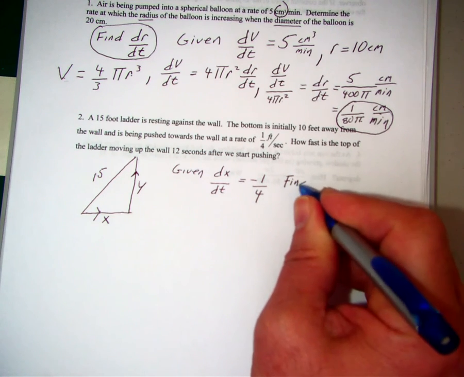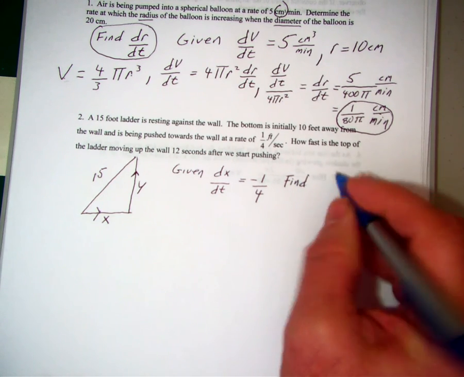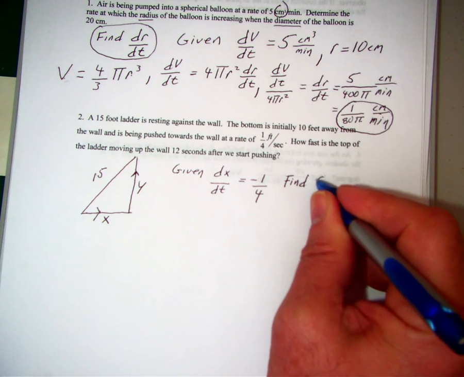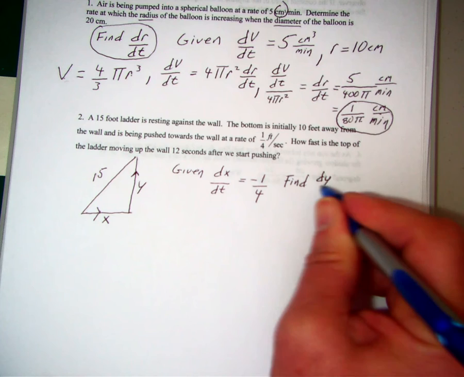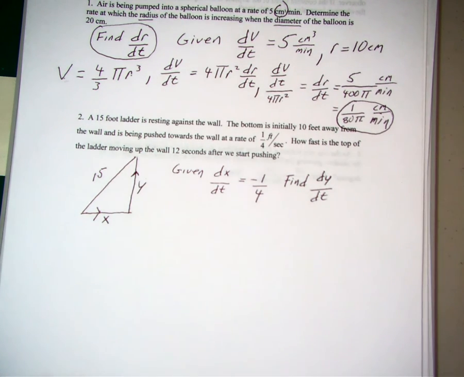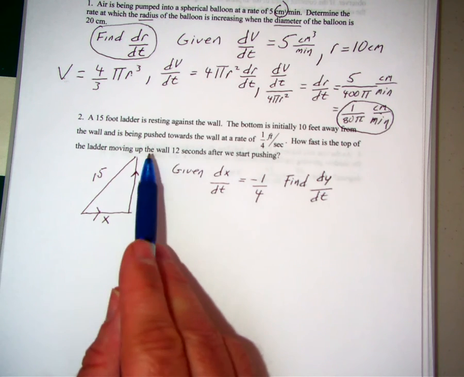I used to not teach it this way. I would just go willy-nilly and say, okay, what are we looking for here? This really is a nice little roadmap for what you're doing. We're trying to find dy/dt, right? How quickly that ladder is moving up the wall. So we're trying to find dy/dt. That's all we're really given other than this information.